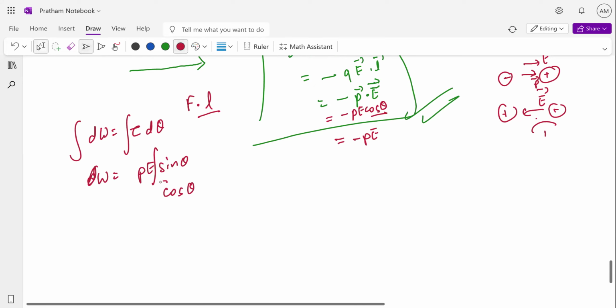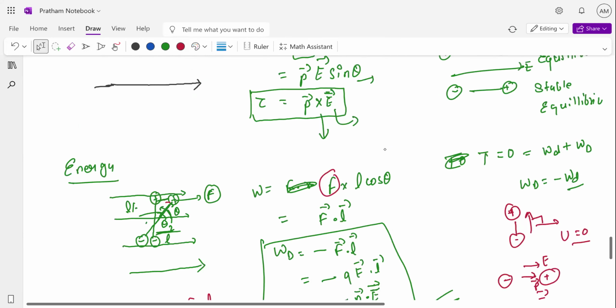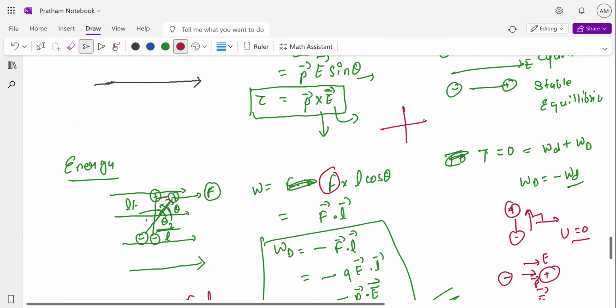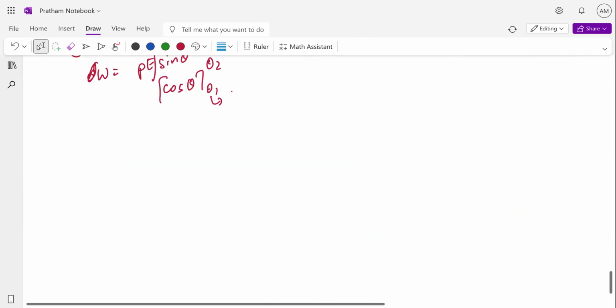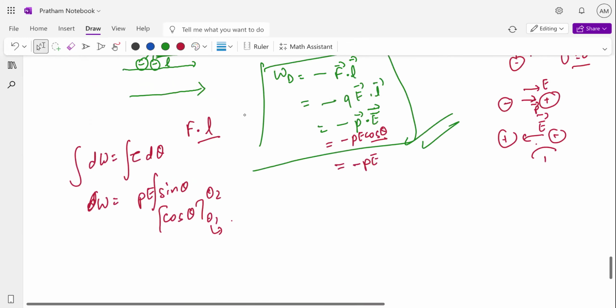Cos theta, from theta 1 to theta 2. Is that clear? In general, what we assume is theta 1 is 0. It means we are starting with this state. Because this is the zero energy state, I can move from here to here. Although this is my negative state, so it will be preferable to go this side. Clear? Yes.